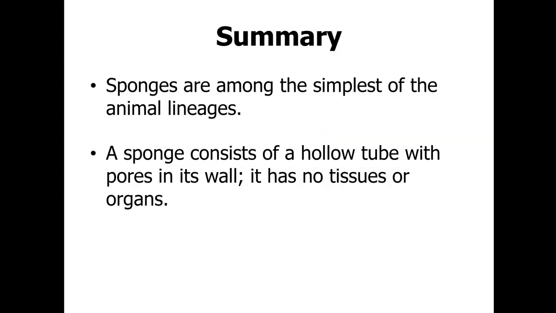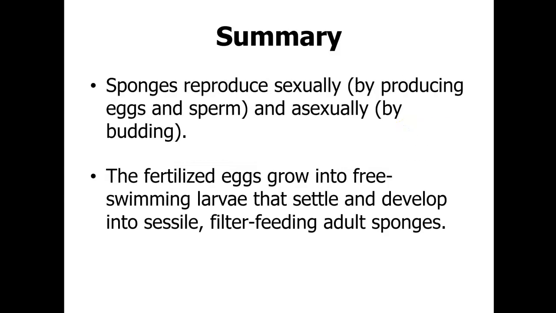So in summary, sponges are going to be among the simplest of the animal lineages. A sponge consists of a hollow tube with pores in its wall, and it has no tissue or organs. They reproduce sexually by producing eggs and sperm, and asexually by budding. The fertilized egg is going to grow into a free-floating, swimming larva that settles and develops into a sessile, filter-feeding adult sponge.